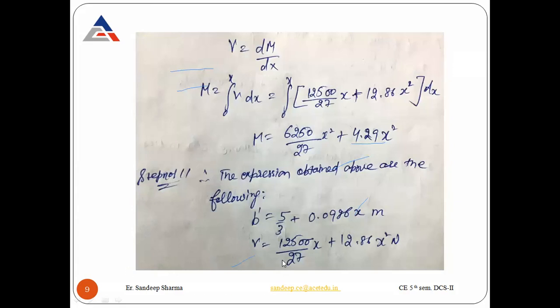And the moment, that will be when you integrate the shear again. So that was the shear we have, that is the upward pressure, which is acting above that area and the width of the footing up to the x distance. So this is the moment that you will get there: 6250 by 27 x square plus 4.29 x square.